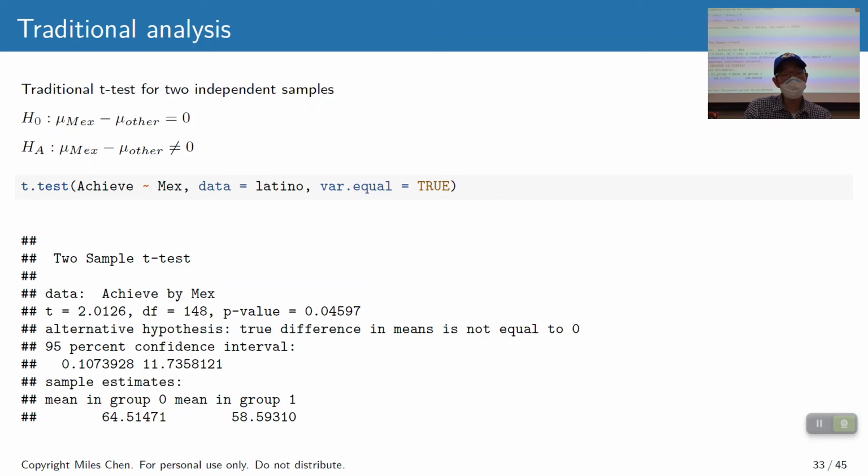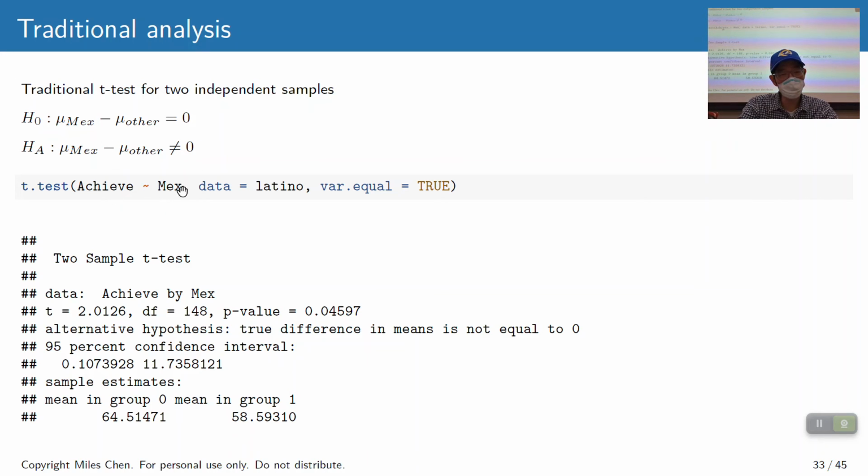The traditional analysis would be something like a t-test for two independent samples. That would be kind of our traditional analysis. Our null hypothesis would be that there's no difference between the mean education achievement score for Mexican immigrants versus other Latin American, Latino, Latinx immigrants. That difference would be 0, and the alternative is that the difference is not equal to 0.